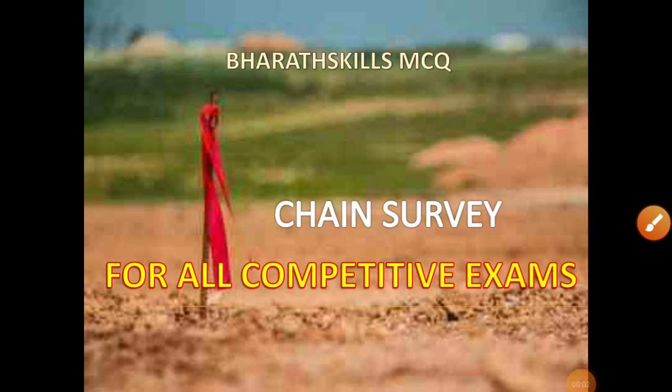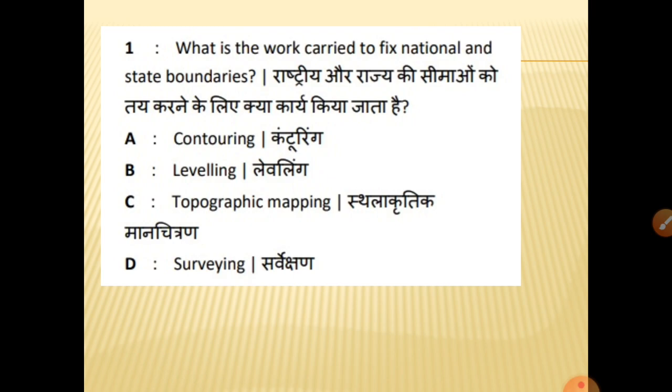Hello friends, in this video we will be discussing 24 questions in chain surveying which will be useful for all civil engineering competitive exams. Let's start with our first question. What is the work carried out to fix national and state boundaries? Contouring, leveling, topographic mapping, survey. Answer is option D, survey.